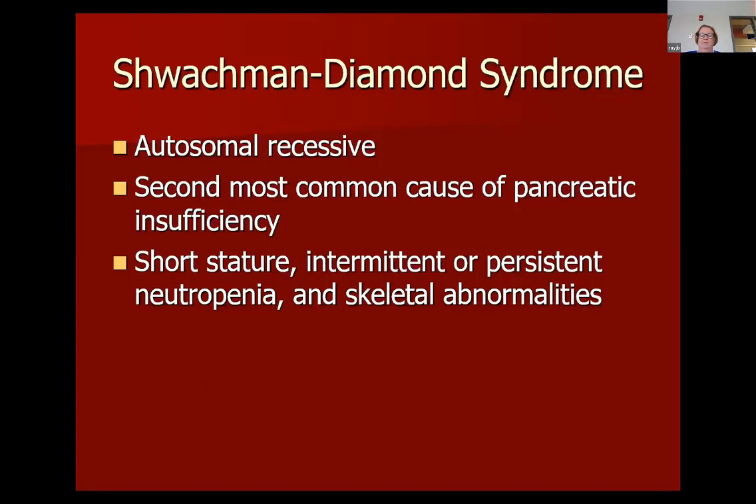Schwachman-Diamond syndrome is autosomal recessive. I have not personally had one, but one of the ice skaters, I can't remember which one it is, but he was with the national U.S. team, had that, and they're usually short stature and have some other abnormalities.